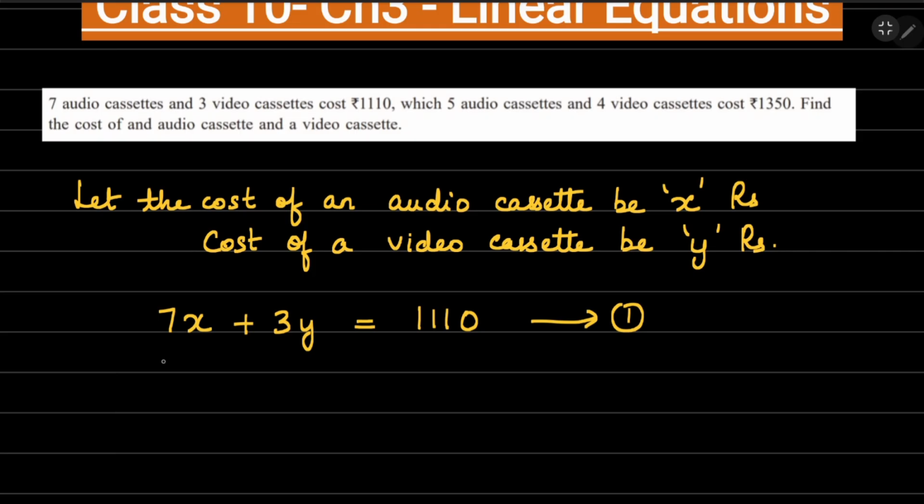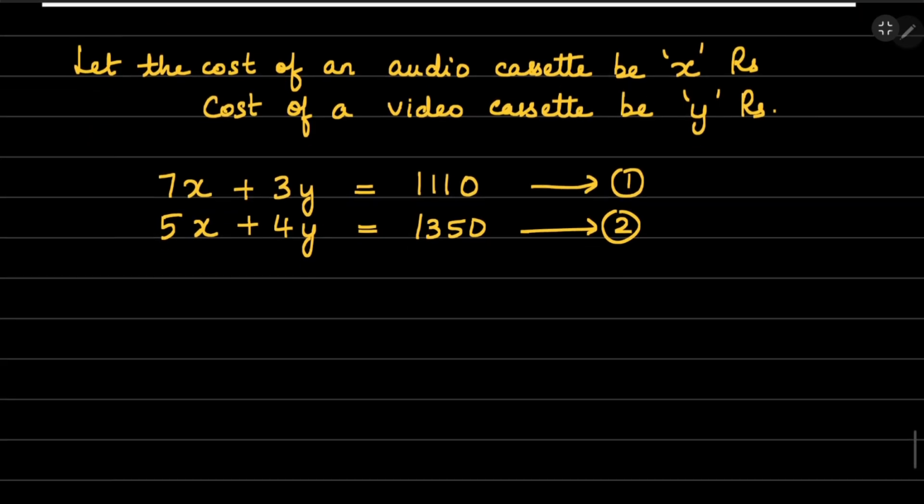In the second scenario, 5 audio cassettes means 5x plus 4 video cassettes 4y. The total cost would be 1350. So this is your equation number 2. Now we have to solve 1 and 2 using either the substitution method or the elimination method. I will be using the elimination method here. Let's eliminate y. We'll multiply the first equation throughout by 4 and the second equation throughout by 3.